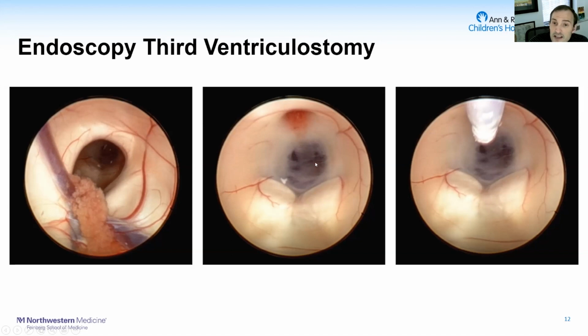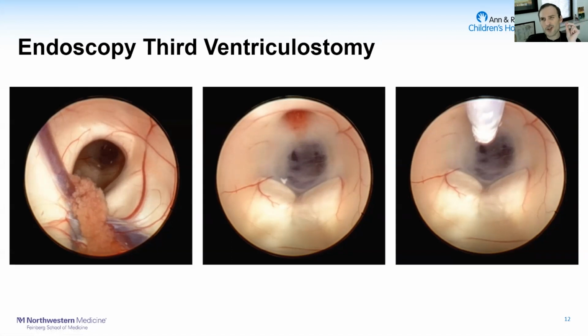And you can see it's already thinned out. If I can see through it, it's thin, and that's a good thing for an ETV. It also means that the patient has hydrocephalus, because that pressure will typically thin out that layer at the bottom of the third ventricle. And then the image on the far right is a Fogarty balloon catheter.